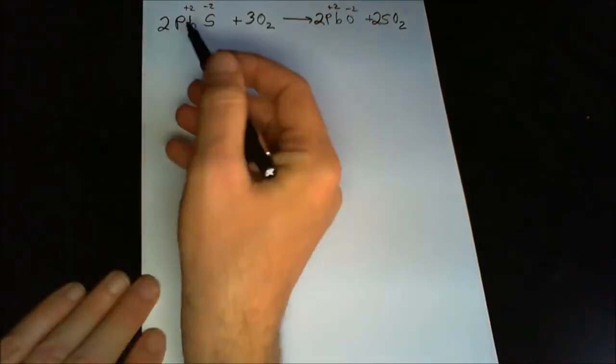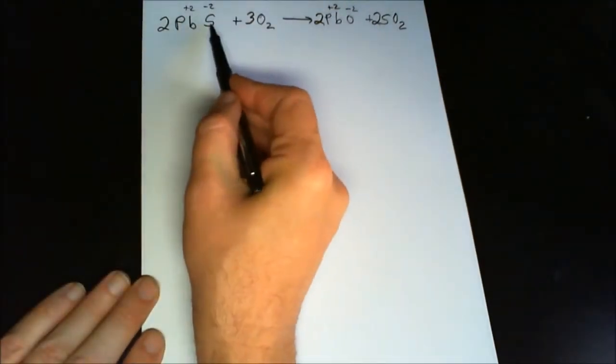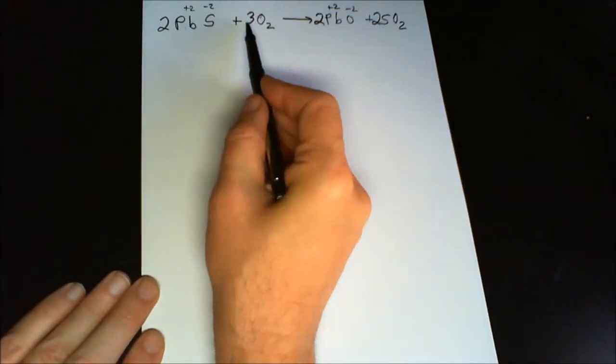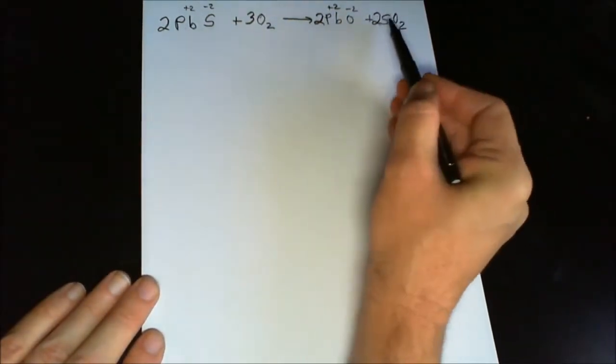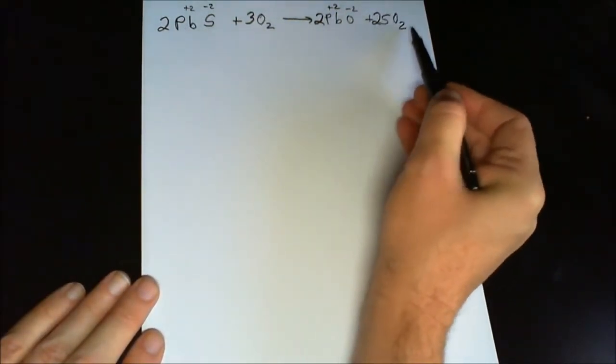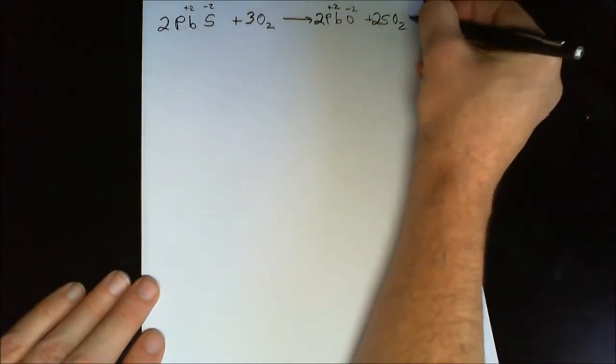So let's go ahead and check it. We've got 2 leads, 2 leads, 2 sulfurs, 2 sulfurs, 6 oxygens, there's 2, there's another 4 right there, that makes 6 oxygens, so sure enough that's balanced.